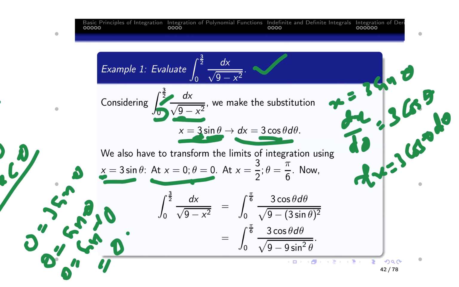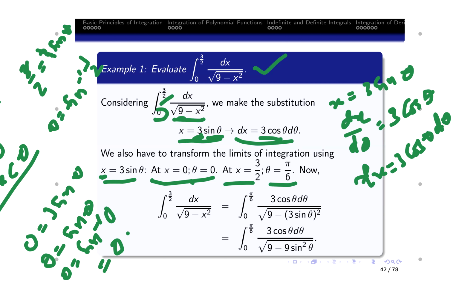At x equals 3 over 2, you have 3 over 2 equals 3 sine theta. The 3 cancels 3 when you divide through by 3. So theta alone is going to be arc sine of 1 over 2, at least in the first quadrant. You know, sine 30 degrees gives you 1 over 2.